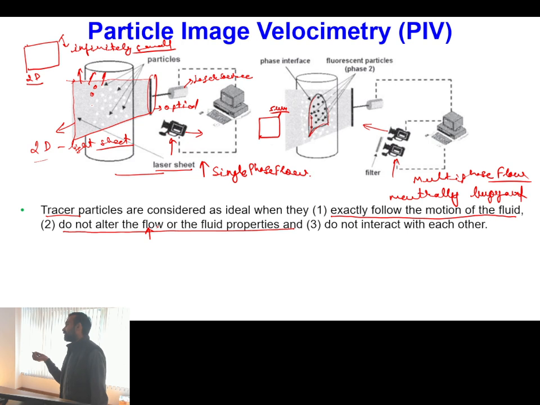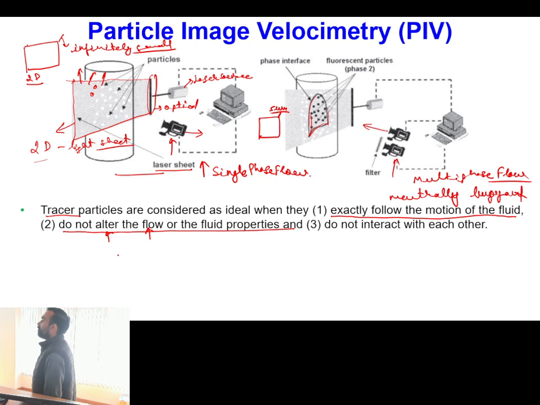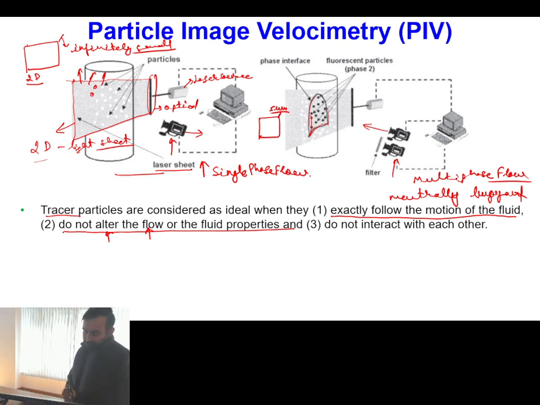Particles alter the flow when their characteristic hydrodynamic response time is more in comparison to the flow fluctuation time. So particle size should be selected in such a way that the hydrodynamic response time of the particle is less in comparison to the flow fluctuation time. In that scenario only, these particles will not be altering the flow.